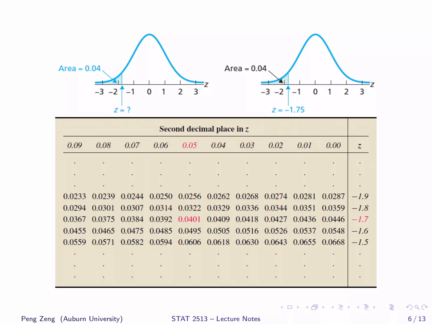The closest value to 0.04 in the table is 0.0401. It corresponds to row negative 1.7 and column 0.05. Hence, we claim that z is approximately negative 1.75.